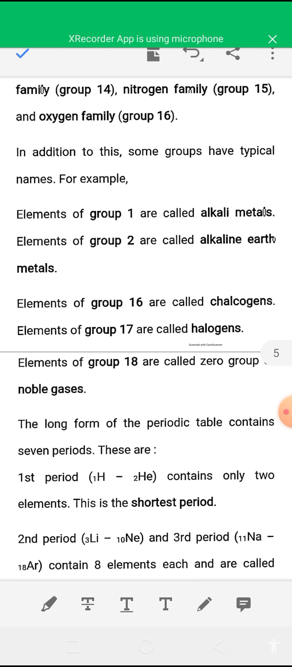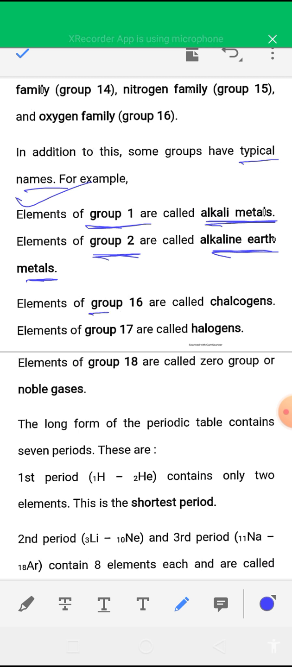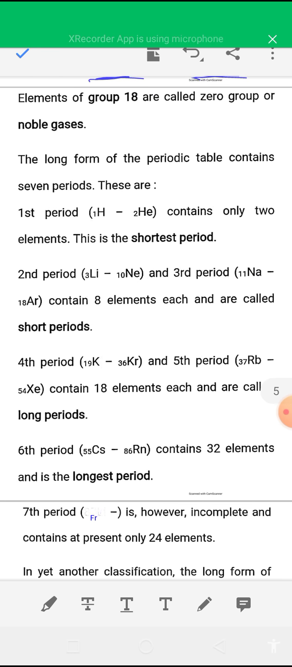In addition to this, some groups have typical names. For example, group 1 elements are known as alkali metals. Group 2 elements are known as alkaline earth metals. Group 16 are known as chalcogens. Group 17 are known as halogens, and group 18 elements are known as noble gases.